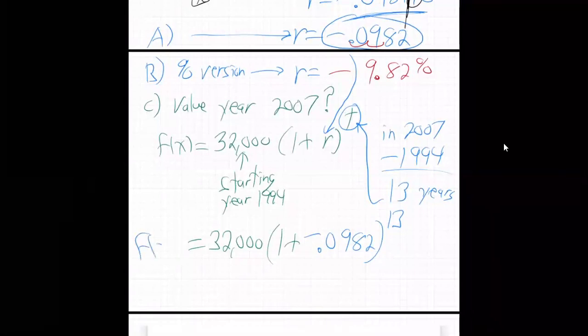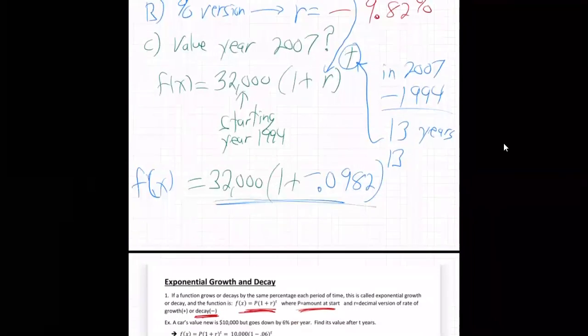Does that make sense? That will be the function value, which is the value of the car in the year 2007, because that's 13 years later. So on your calculator, then type this in and use the parentheses. So I would type it in just like it looks with the parentheses and the power button. To the 13th power, I'm getting 8348.01. So the car is worth 8,000.